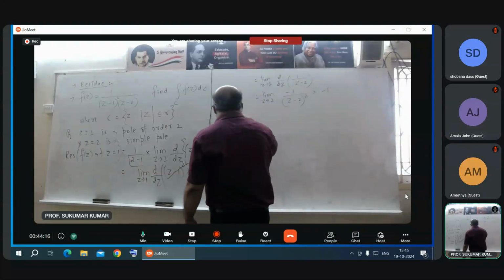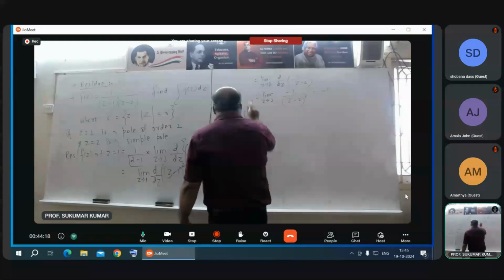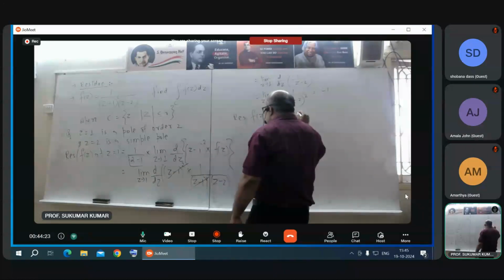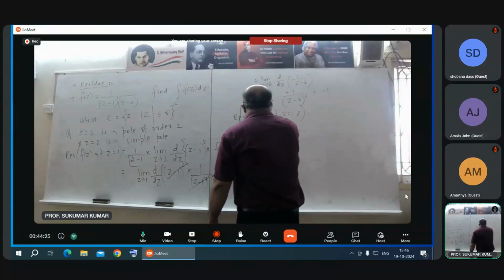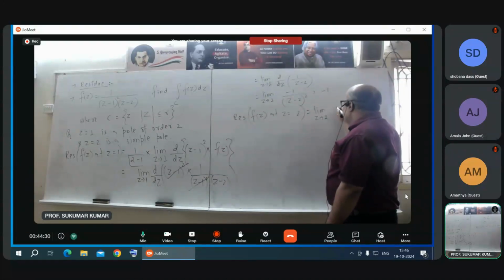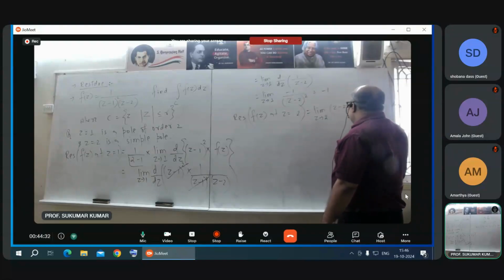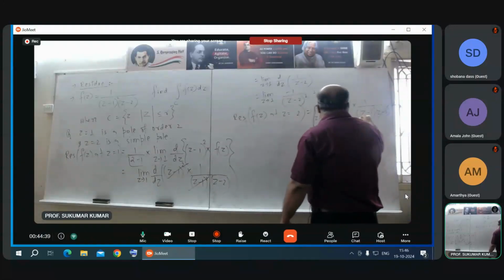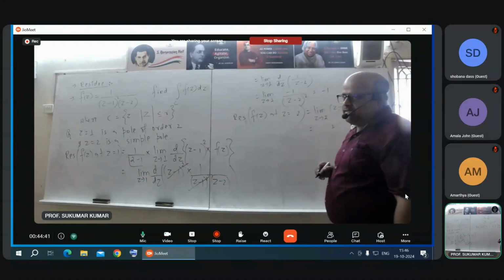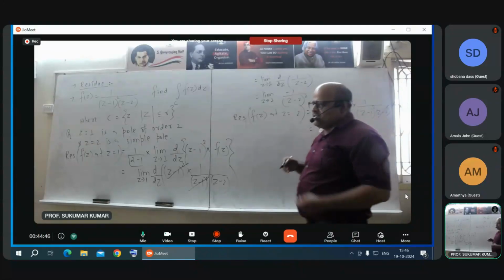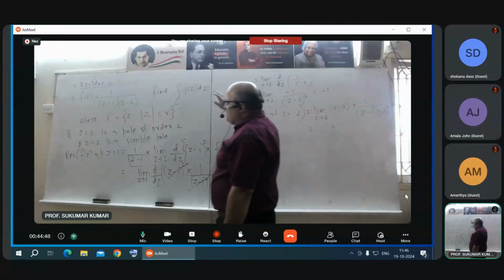Next, simple pole. So the residue of f of z at z equal to 2. It is a simple pole, so we use the direct formula, limit of (z minus 2) into f of z. Putting the limit here, anyhow 1 comes. So if only the residue at a singular point is asked, we can find it like that and check it. After this we have to find the integration value.